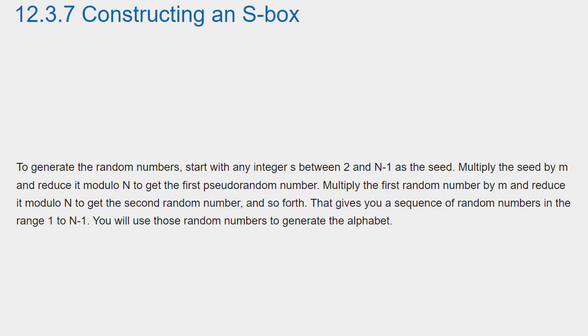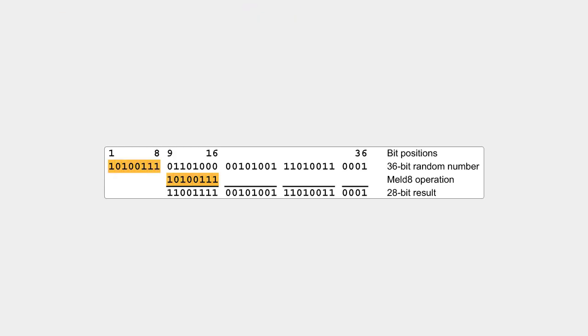To generate the random numbers, start with any integer s between 2 and n minus 1 as the seed. Multiply the seed by m and reduce it modulo n to get the first pseudo-random number. Multiply the first random number by m and reduce it modulo n to get the second random number, and so forth. That gives you a sequence of random numbers in the range 1 to n minus 1. You will use those random numbers to generate the alphabet.